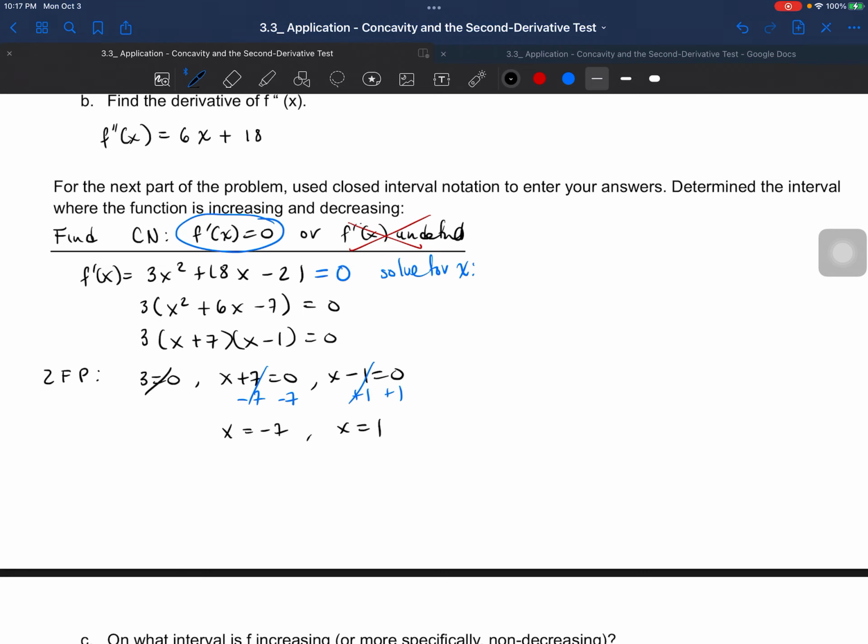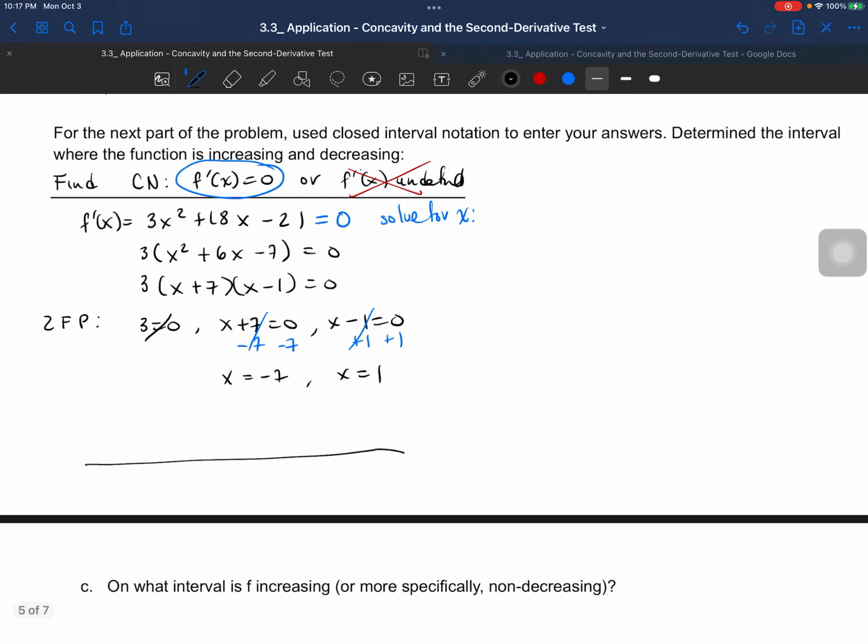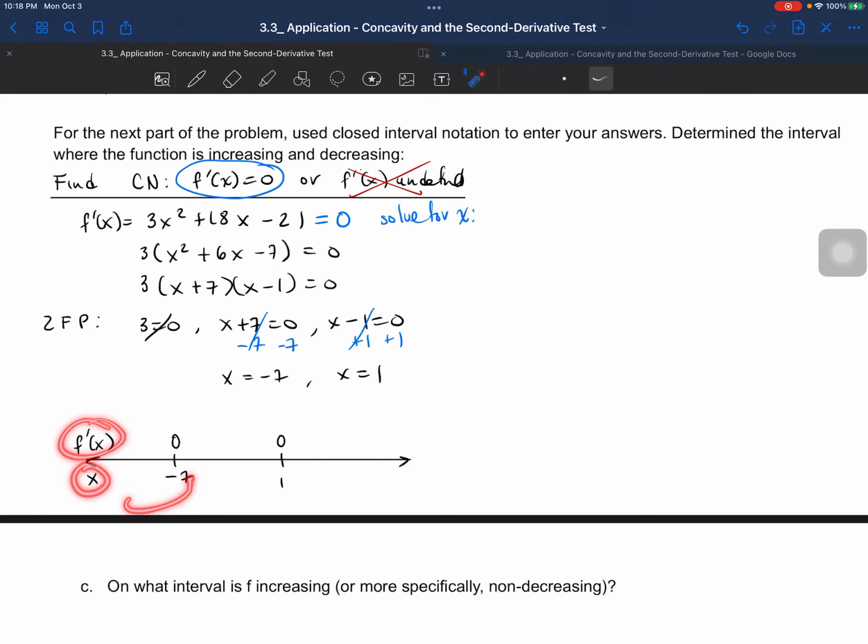All right, so these are the critical numbers, and we're going to use those critical numbers to create the number line. So let's go ahead and do that. Here's this perfect straight line. So negative 7 and 1. Remember, we have to put them in the right order. So we know that negative 7 is lower than 1. This is my x value, and we're testing the values of the derivative. We already know that the value of the derivative at x equals negative 7 is 0, and at x equals 1, the derivative value is 0.